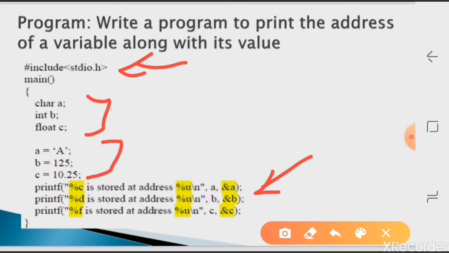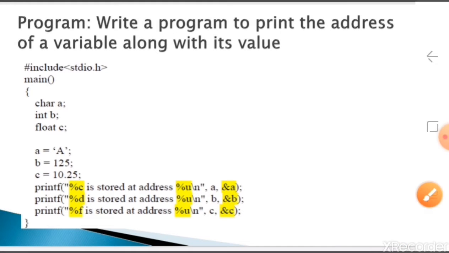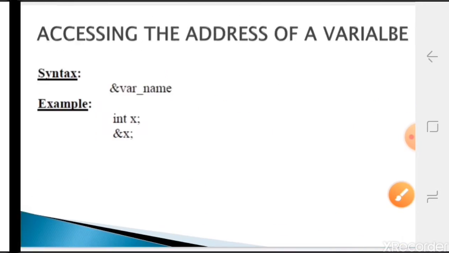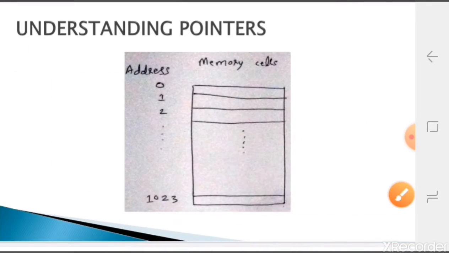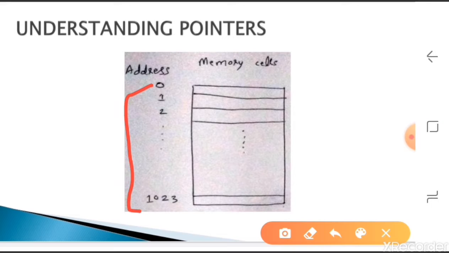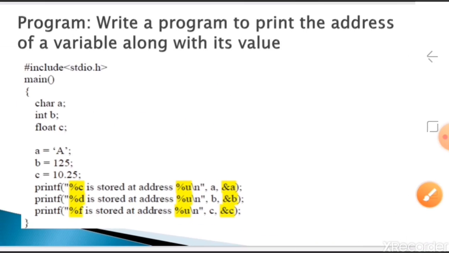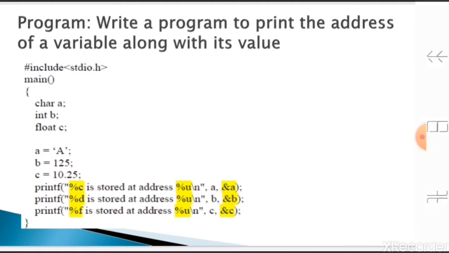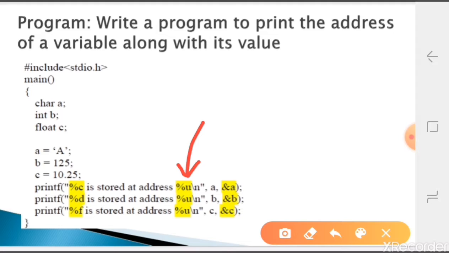Percentage c is stored at the address percentage u. This is the new format specifier we are going to study now. Percentage u stands for displaying an unsigned integer. Why do we say unsigned? The numbers here are nothing but positive numbers only, without sign, that is, without negative numbers. To display this we use u, which is unsigned, so it will display unsigned number formats and show the address properly.